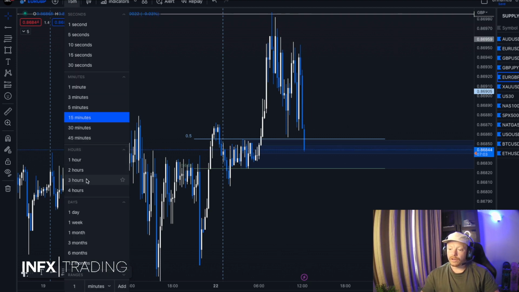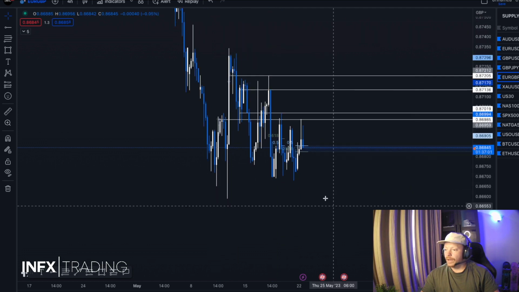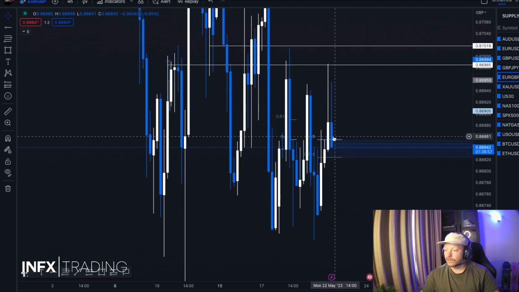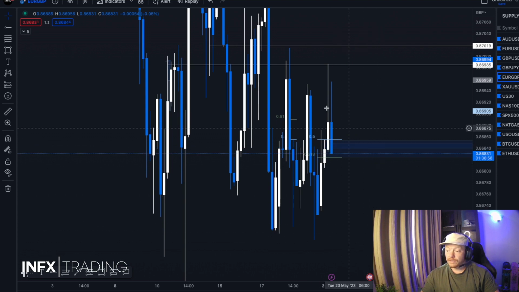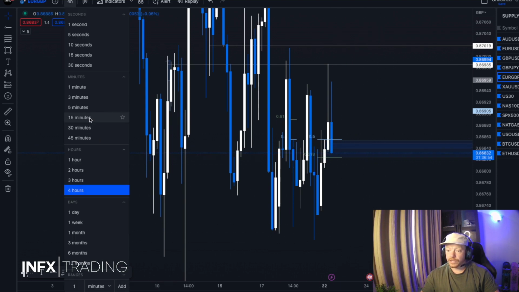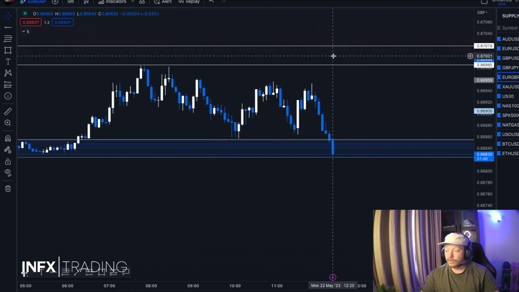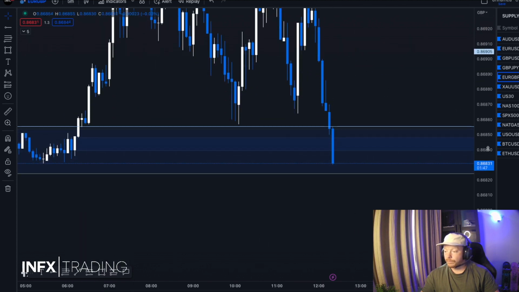If we go to the higher time frames, just quickly, we have had a big rejection off. The only thing that is interesting is this certainly looks like we could continue to the downside. Oh, we just had a big push there. What time is it? It's currently 12:20. Okay.